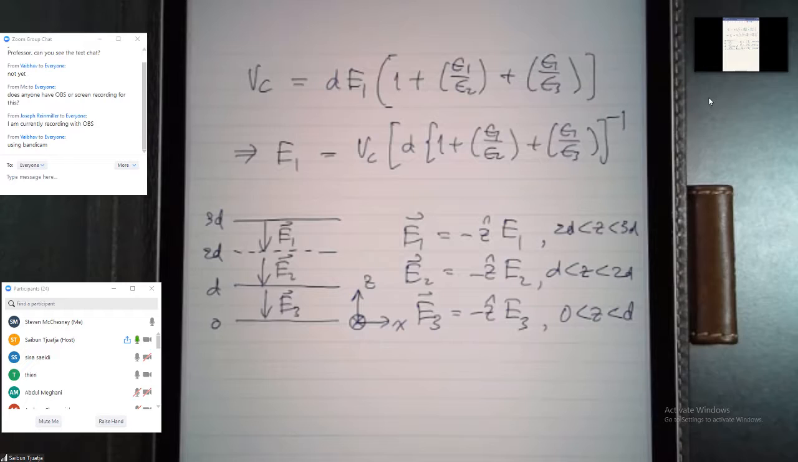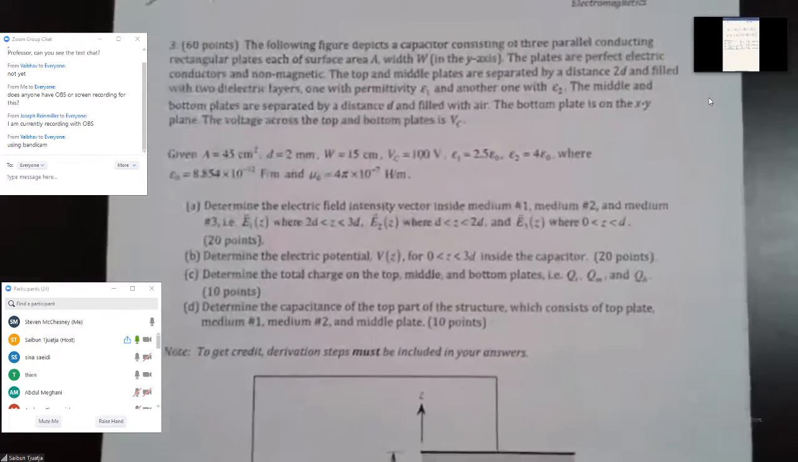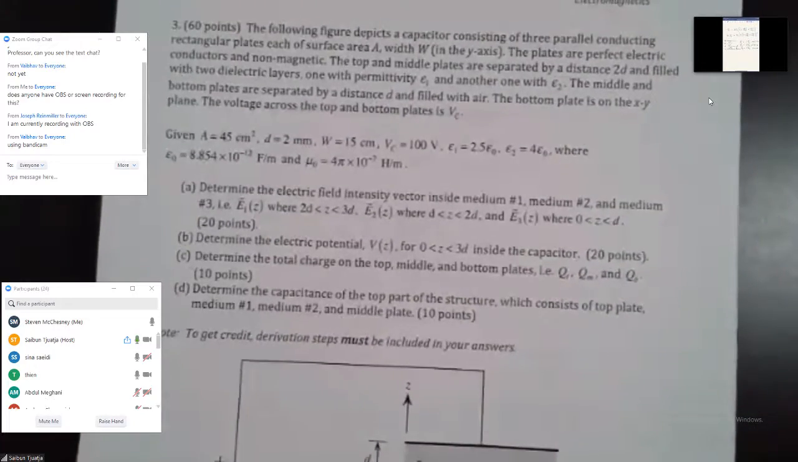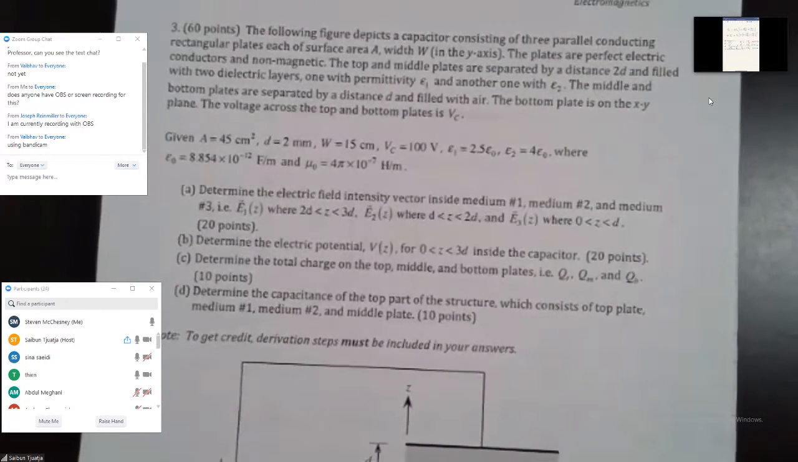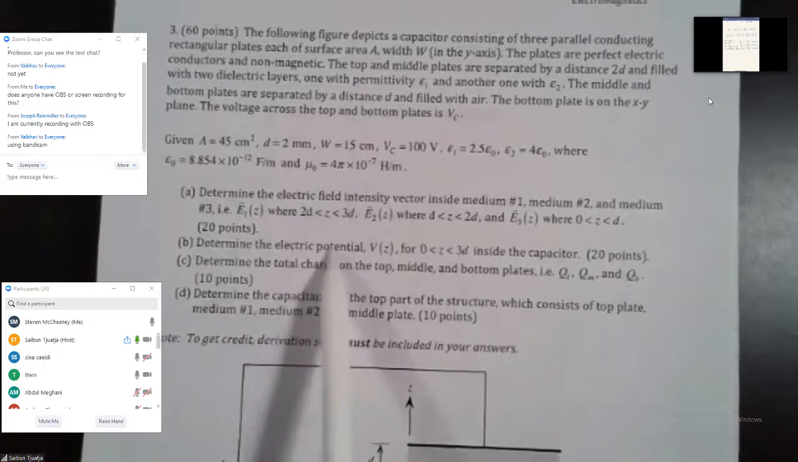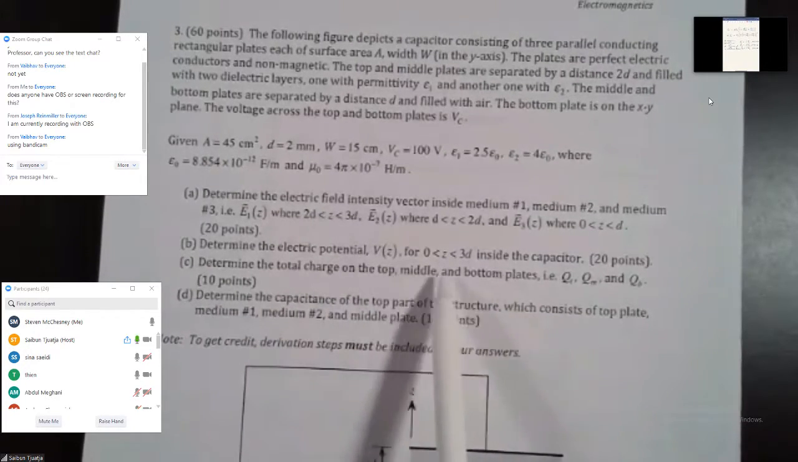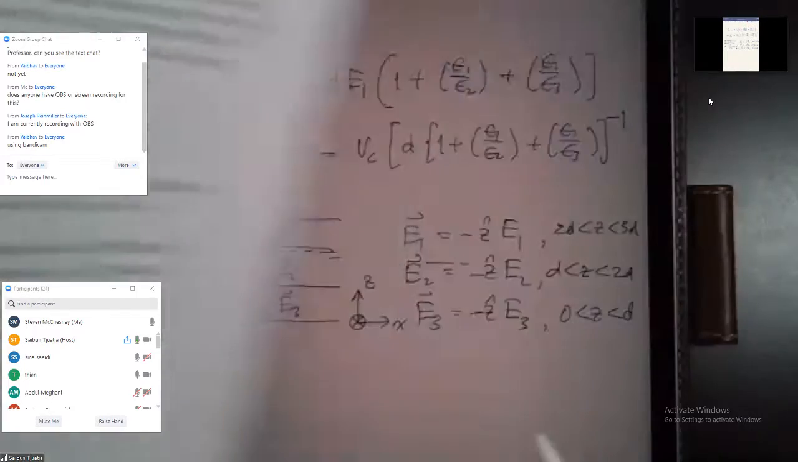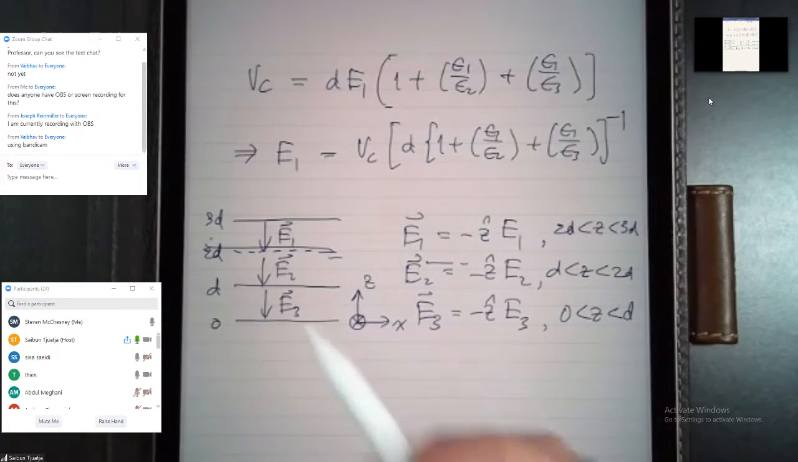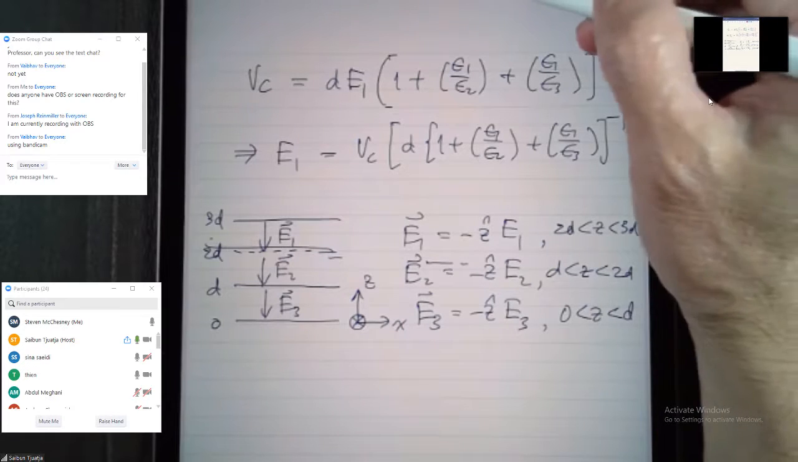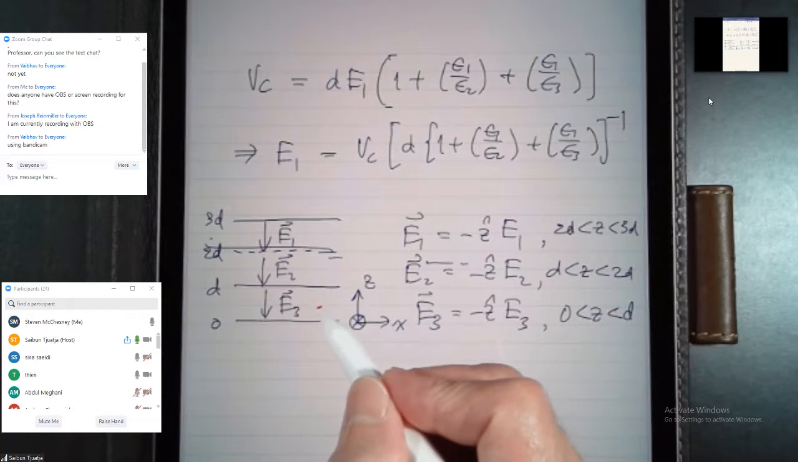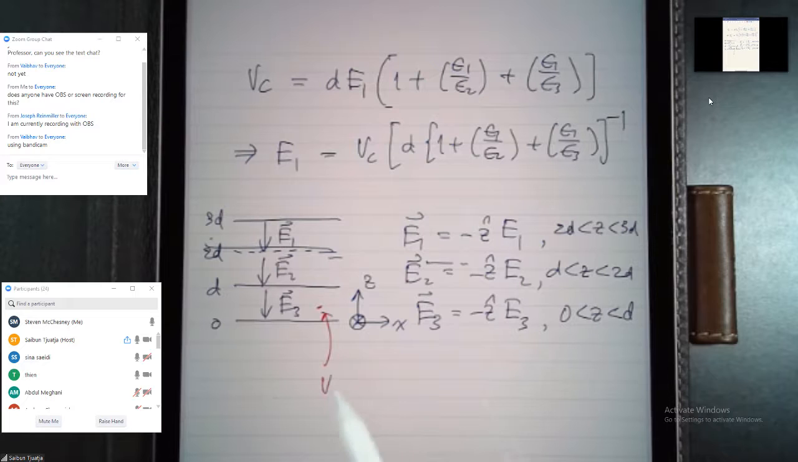So what's the second part? This is the one that causes a lot of headache for a lot of you. Second part, can you read this or no? You're asked to solve for the potentials between 0 and 3D. What if I ask you, what is the potential? Let me use a different color. What's V at this location? What's V at a given Z? What's the potential? So how do we solve that?